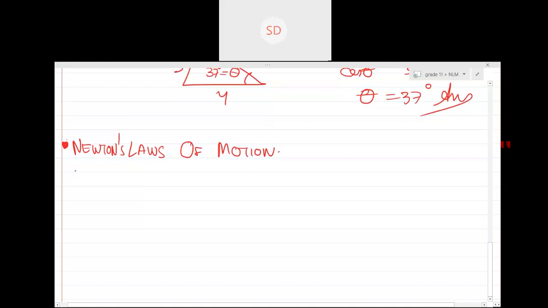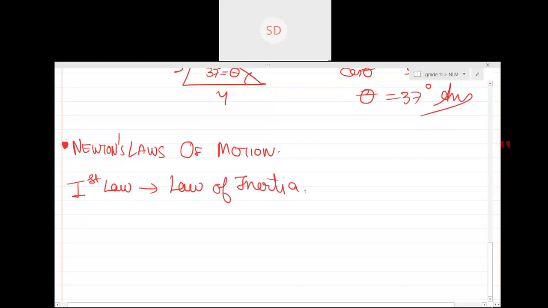I think you people are all aware of all the laws, so we'll have a quick revision. First law is... which chapter is this? This is Newton's laws of motion, chapter number 5, I think. Force and laws of motion. You have this chapter, right? Yes, sir.